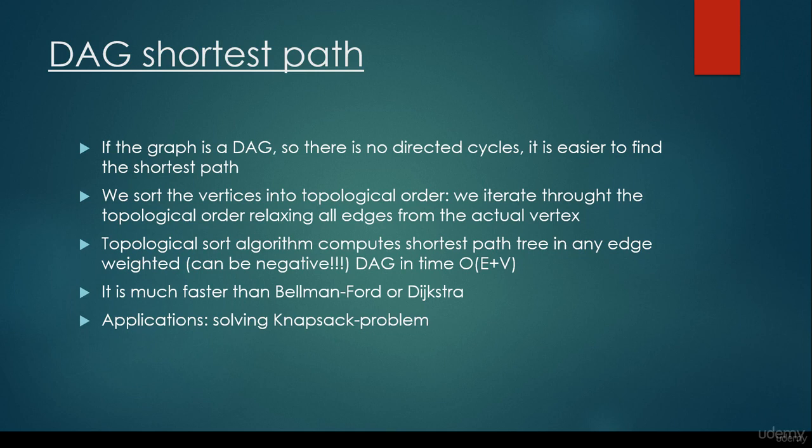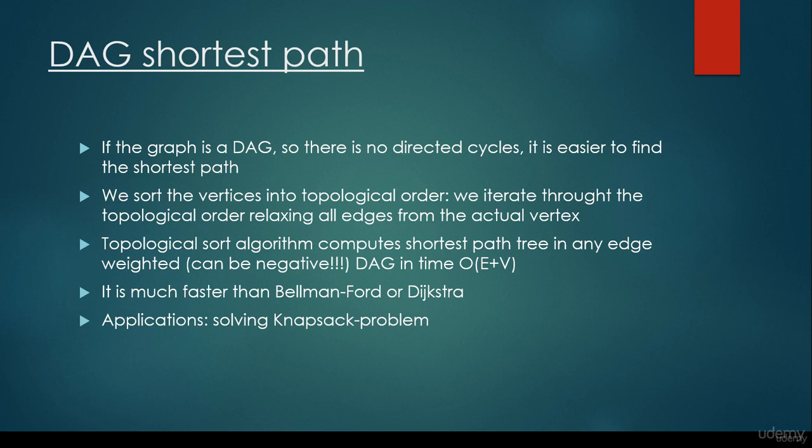If you may recall, Dijkstra's algorithm has the running time O(E + V log V). The Bellman-Ford algorithm is even slower. So basically, this DAG shortest path algorithm is very fast compared to Dijkstra or Bellman-Ford algorithm. And what's very important, the edge weights can be negative as well. So the DAG shortest path algorithm can handle negative as well as positive edge weights.